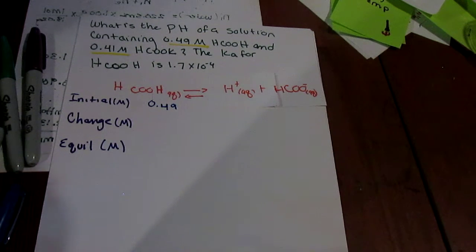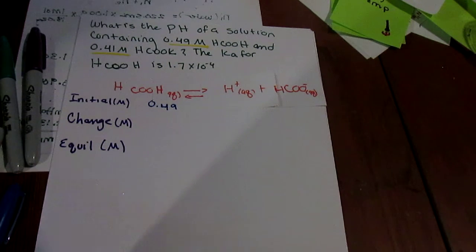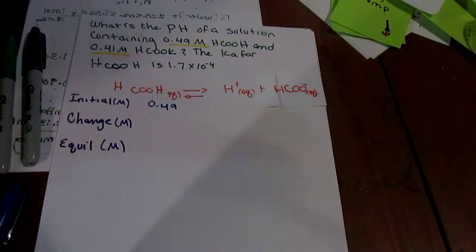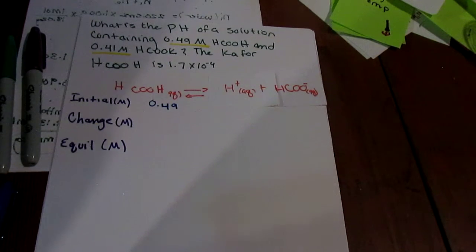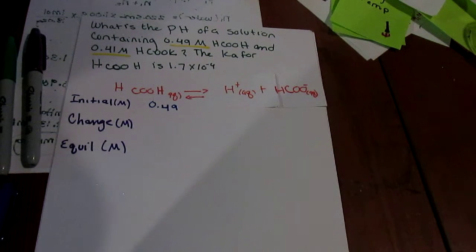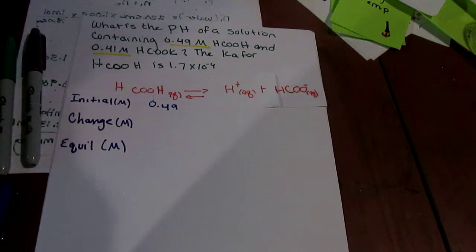The Ka, which is the rate constant for acid, of HCOOH is 1.7 times 10 to the negative 4. Now notice from our potassium formate that it is a strong electrolyte, so it dissociates completely in a solution. So as this dissociates completely, we are left to work with what I have here. I've already written it down.